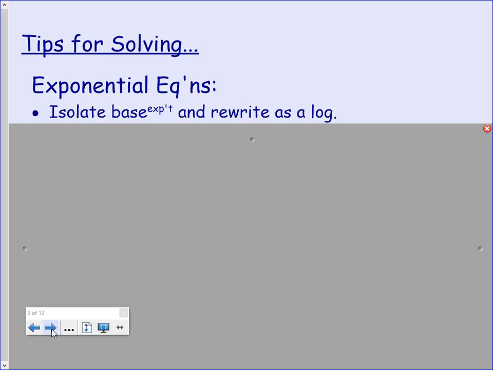Tips for solving exponential equations. This very first tip is what you guys already did in the warm-up. Isolate the base and its exponent, and then rewrite it as a logarithm. This method works great if you have only one base raised to an exponent.